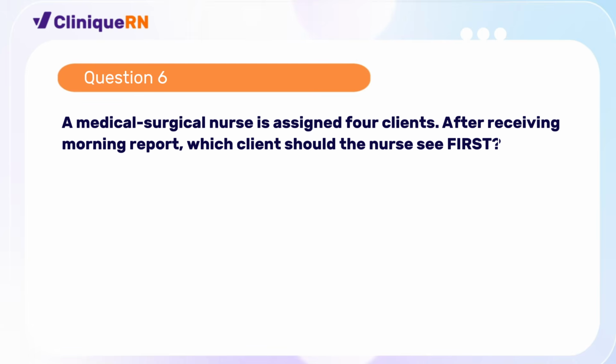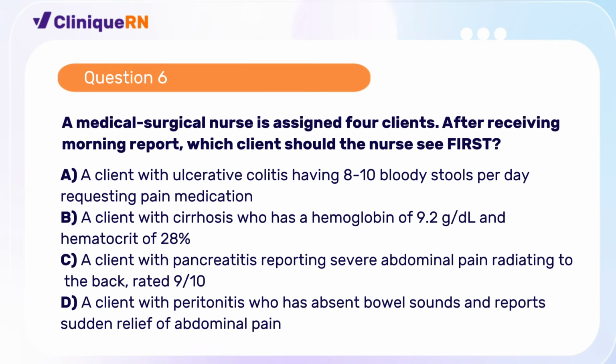Question 6. A medical surgical nurse is assigned 4 clients. After receiving the morning report, which client should the nurse see first? A, a client with ulcerative colitis having 8 to 10 bloody stools per day requesting pain medication. B, a client with cirrhosis who has a hemoglobin of 9.2 grams per deciliter and hematocrit of 28%. C, a client with pancreatitis reporting severe abdominal pain radiating to the back, rated 9 out of 10. D, a client with peritonitis who has absent bowel sounds and reports sudden relief of abdominal pain.